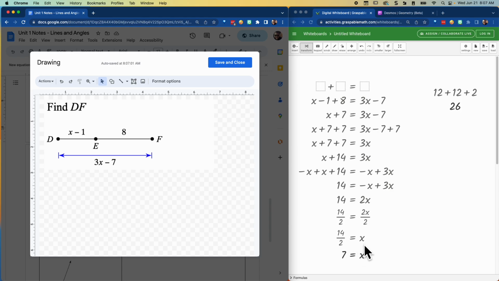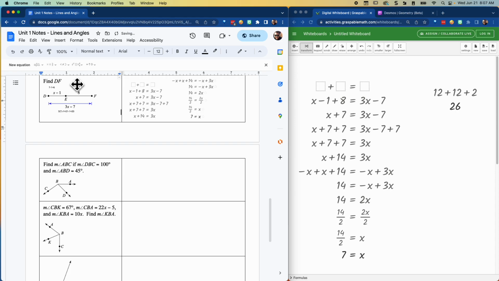And since I know that 7 equals x, that means that this piece right here is 7 minus 1 from D to E, and that this piece down here is 3 times 7 minus 1. Well, 7 minus 1 is just equal to 6. And 3 times 7 minus 1 is the same as 21 minus 1. 21 minus 1 is 20. So from D to F, which is what it's asking us to find, is 20.